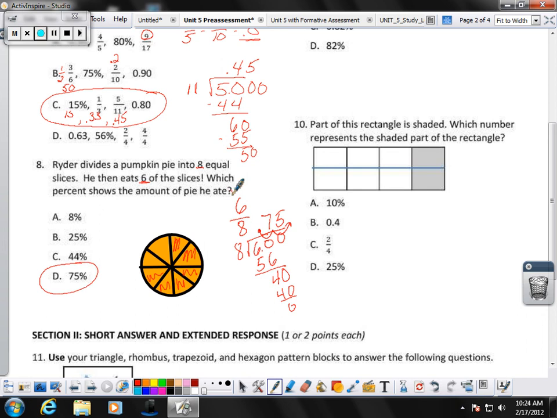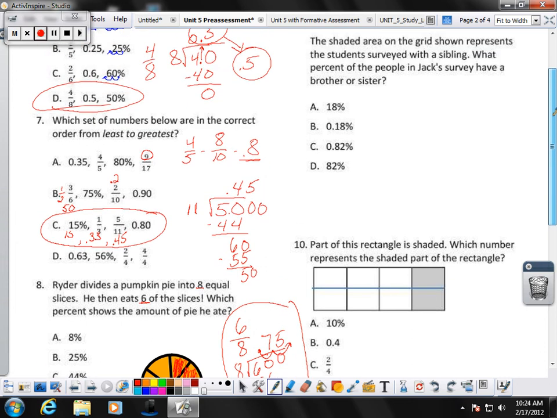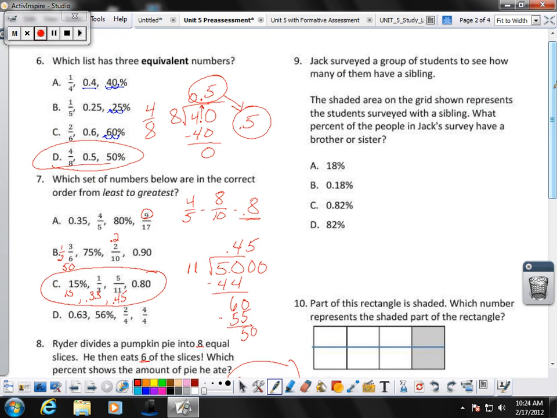Now, if you didn't do all of the work here, what you could have done is looked at your picture graph that you drew. And I'm coloring in or eating 3/4 of that entire pizza. 3/4. I'm left with 1/4 left over, which means I ate 75% of my pizza.